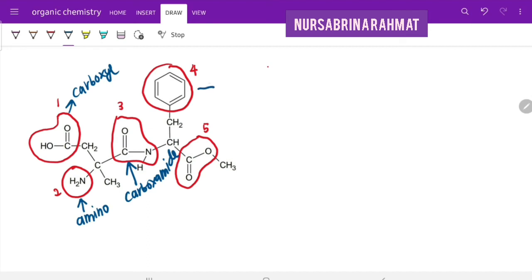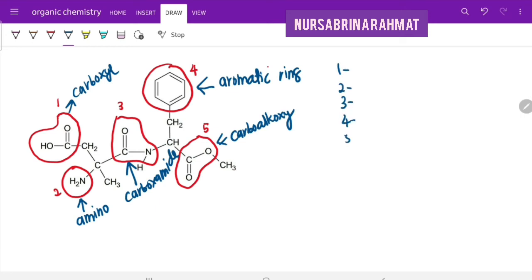Alright, and the number four we have here is a benzene ring, and its functional group we name it as aromatic ring. Okay, and the fifth one is C double bond O, and that C is directly attached to another oxygen atom, single bond, just like in ester. This one we name it as carboalkoxy. Okay, so if in the exam, please list it down like from 1, 2, 3, 4, and 5.